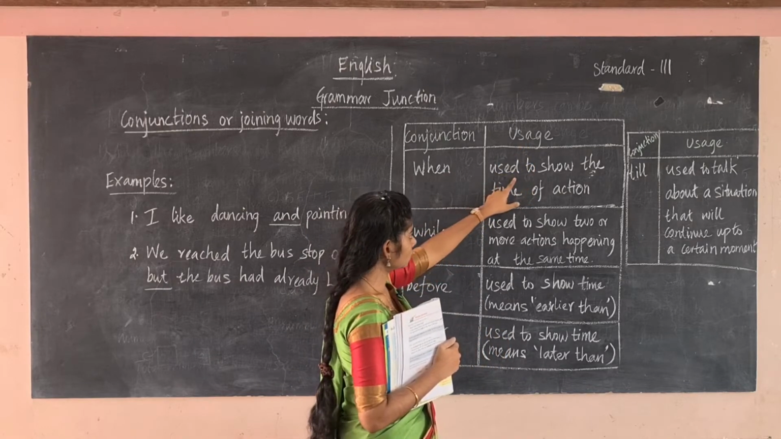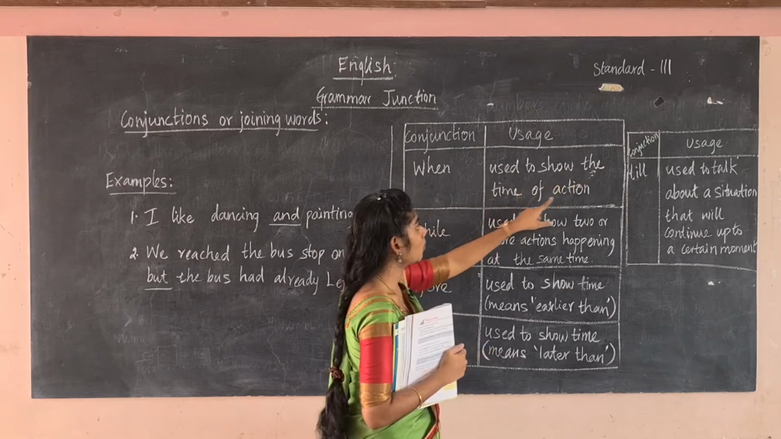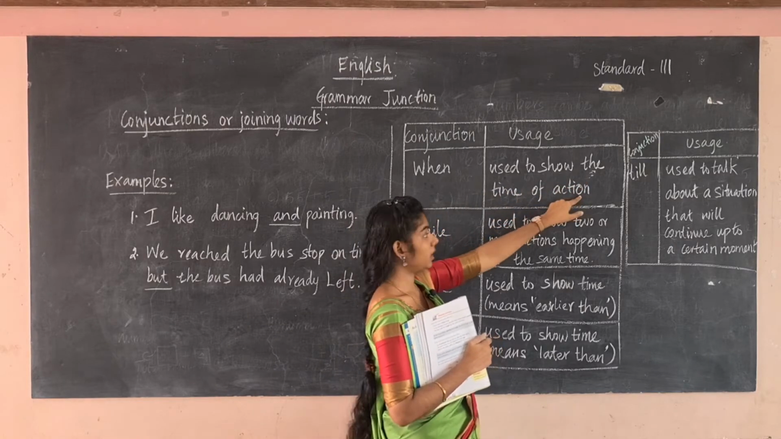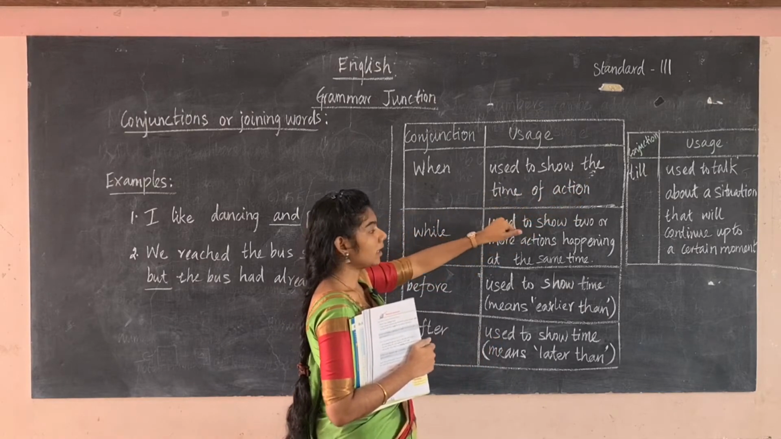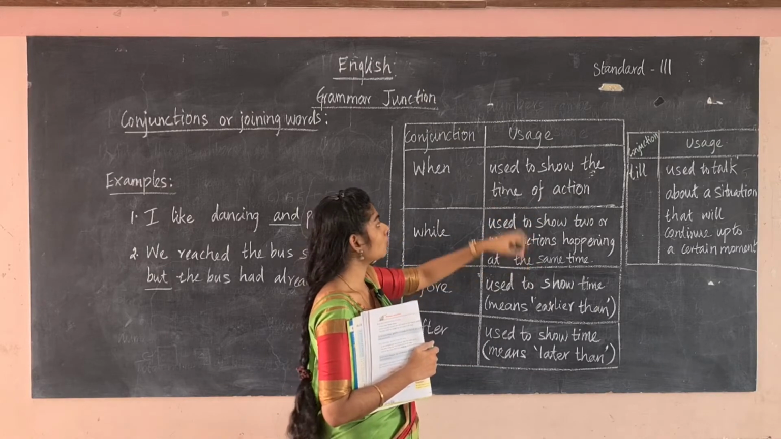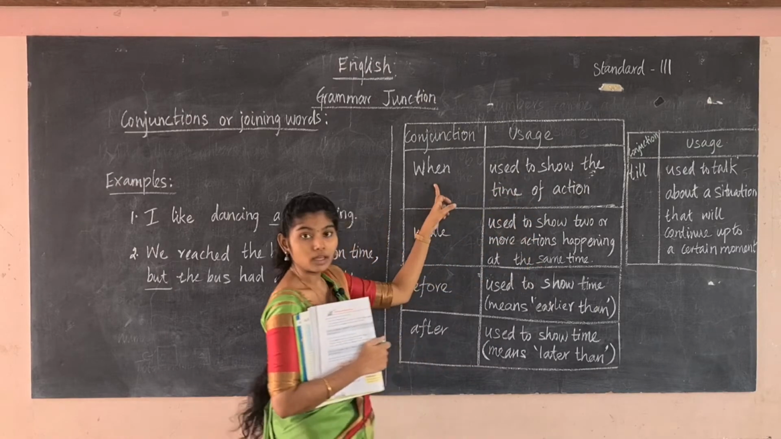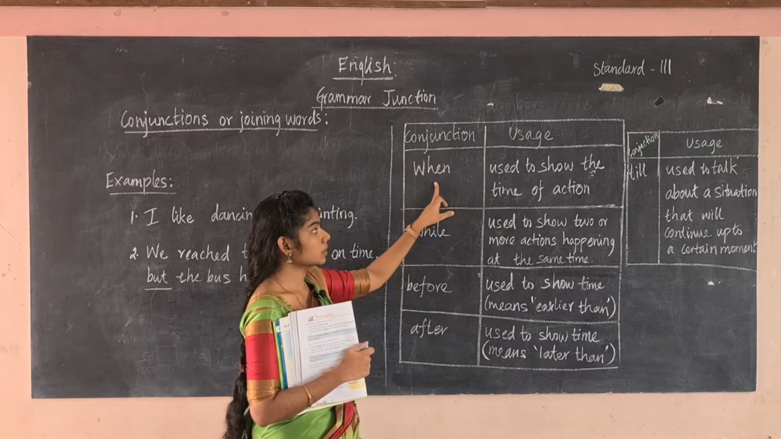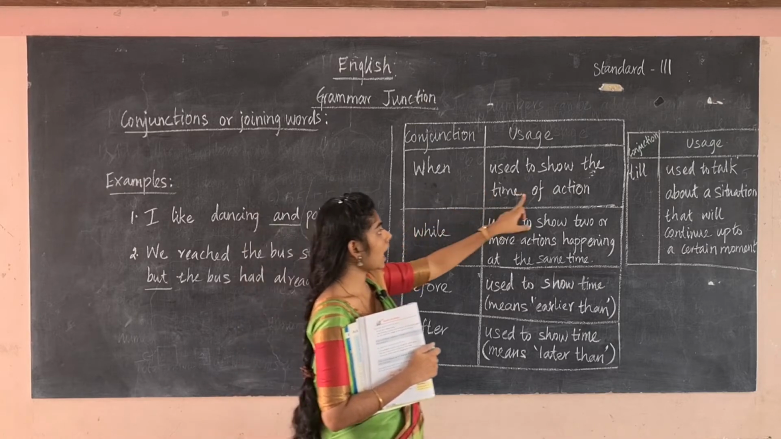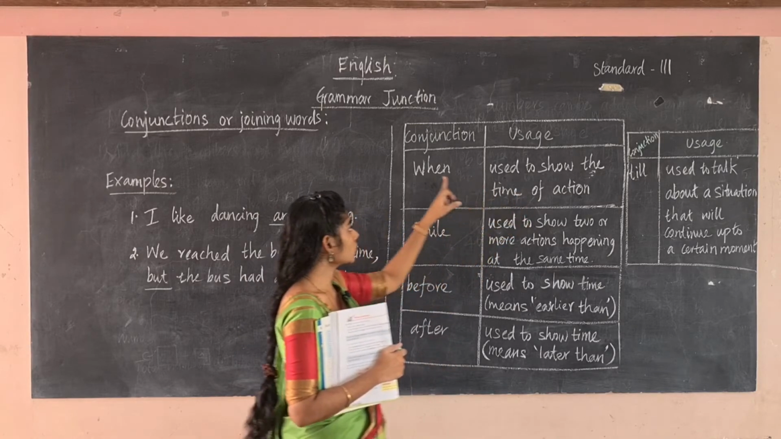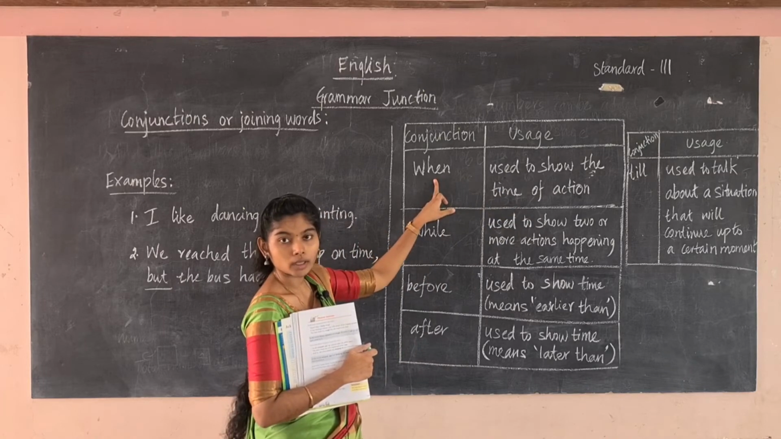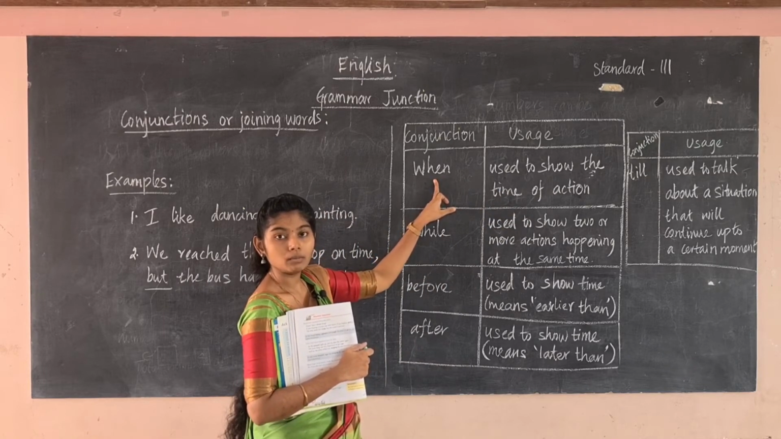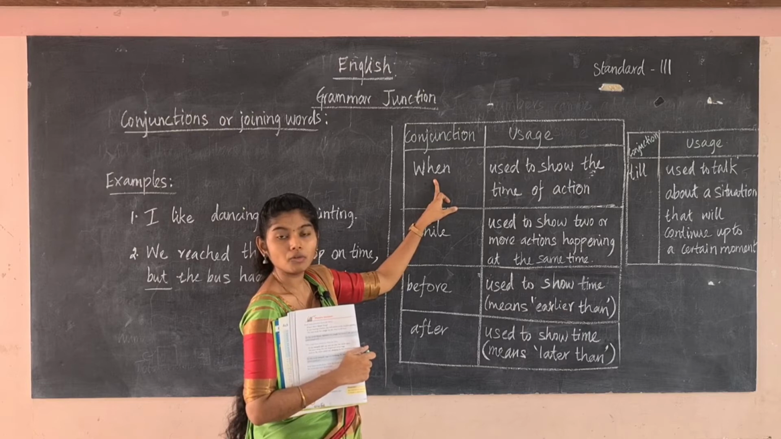When is used to show the time of action, to mention the time of action. Where there is some action of time, we have to use the word when. When you are going to the hospital, the time representing the action, we have to use when. When you are going, when you will come. So when means there is some action of time.